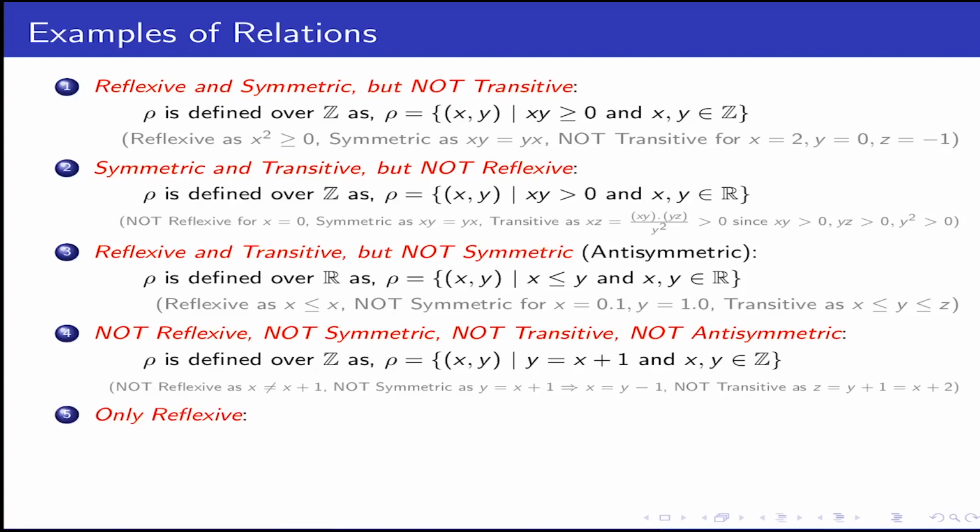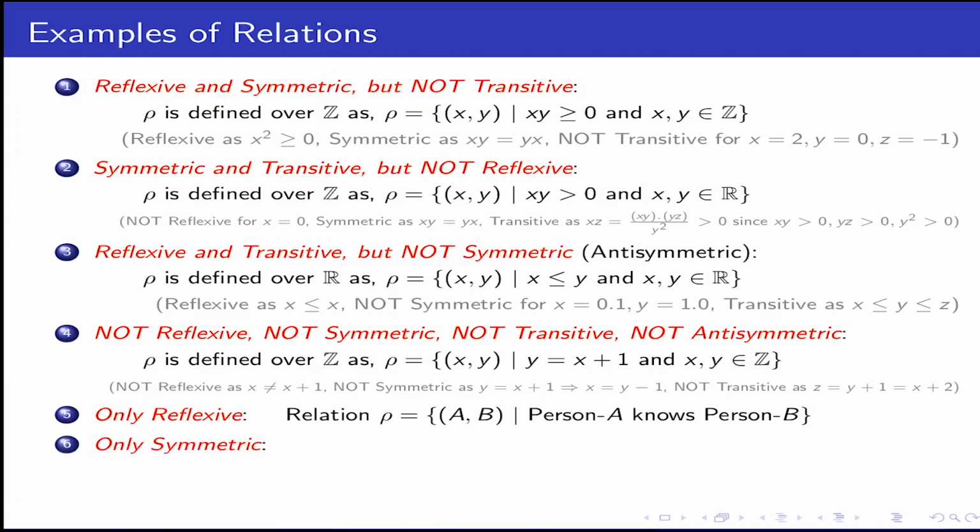Only one property, if only reflexive, check this one. A person A knows person B. So a person A knows person A. It is reflexive. It is not symmetric because it does not make sense that person A knows person B implies that person B should also know person A. I know Sachin Tendulkar, but he doesn't know me. So, not symmetric. Not transitive because person A may know person B, who may know person C, but person A may not know person C.